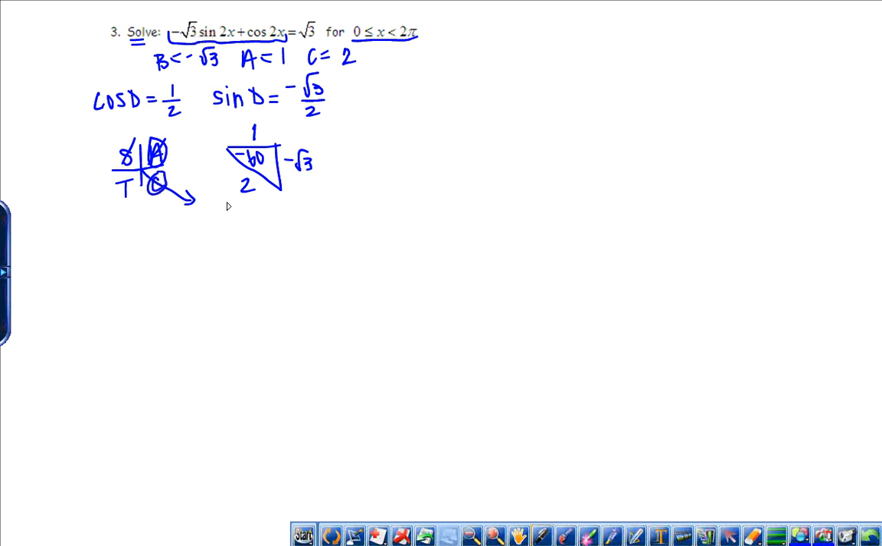Okay, there's a couple of ways you could do this. D can be negative pi over 3. If you don't like working with that negative right there, you could find the angle in order to go around positive, and that is 5 pi over 3. I just went blank. C cosine x minus D.